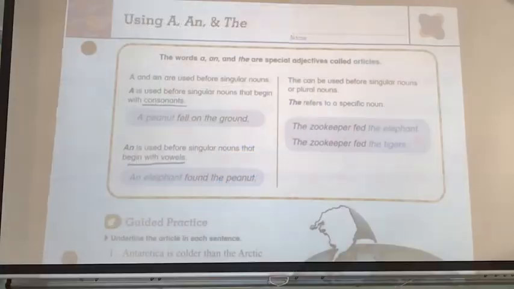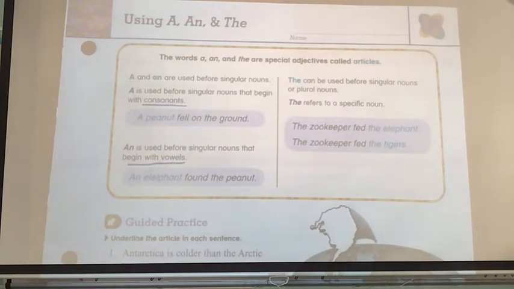All right, we're going to take a look at our special adjectives called articles. A, an, and the. Now remember, these are the only 3, so they're really easy to identify or find. We just need to know when to use which one. If it's a singular noun that begins with a consonant, we're going to use a. So for example, a peanut fell on the ground, I would say a peanut.